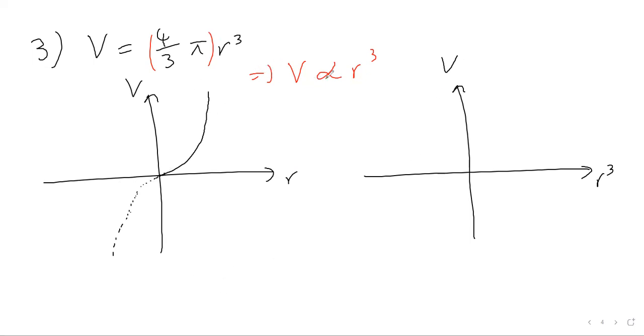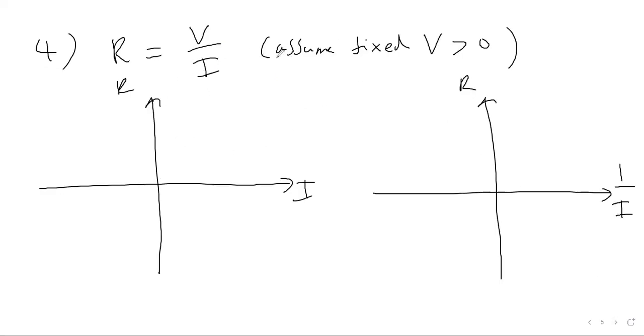Now, if we sketch a graph of v against r cubed, again, it's going to be a straight line. Technically, you could have a negative r cubed value, because when you cube a negative number, you get a negative number. So you would have a continuing line down there. But just because this is a real life example, I'm just going to use dotted lines again. If this was a mathematical example, you could continue that line solidly in the negative half as well. So that's how that would look. And our gradient, as you can probably guess, is our constant of proportionality, this 4 over 3 pi. Okay, so that's that one.